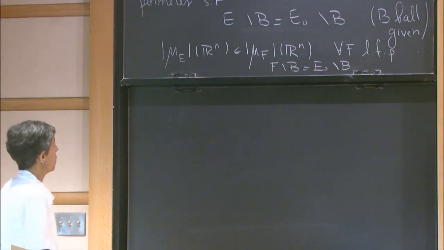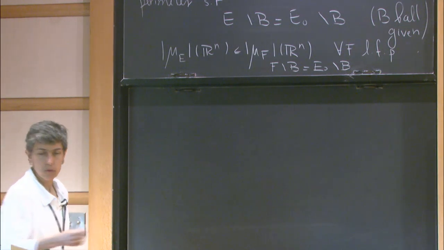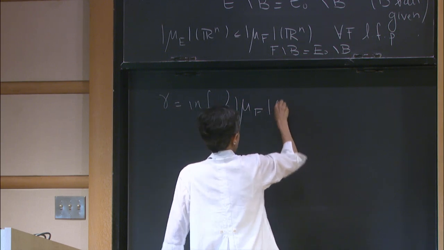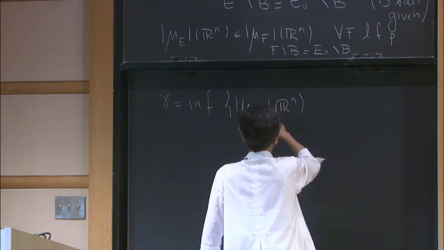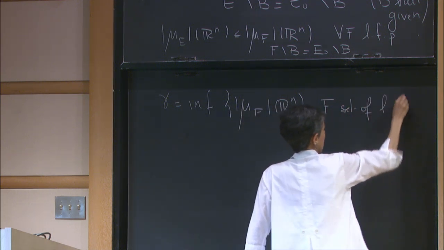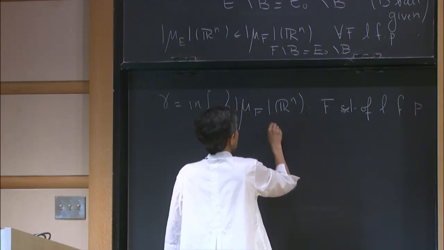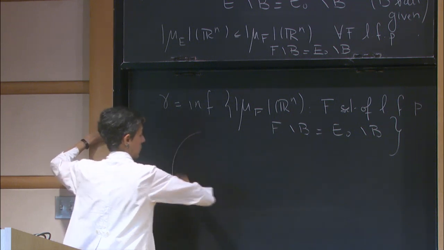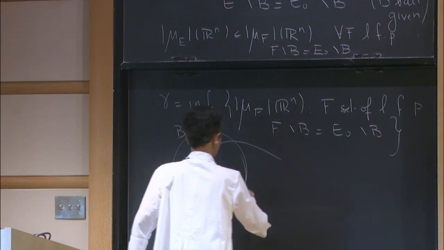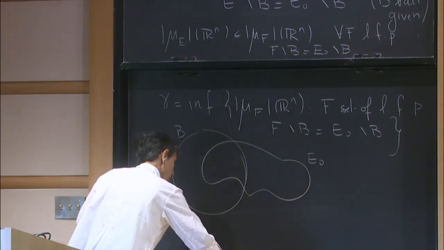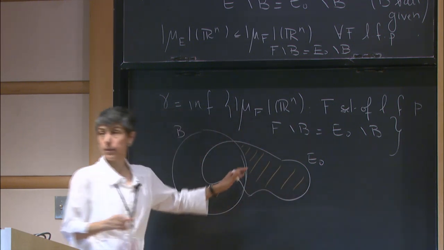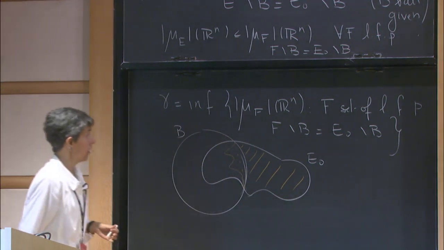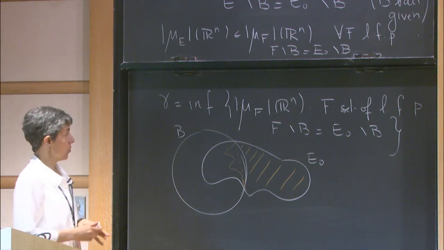Okay, so we want to minimize. We're looking for the thing of least perimeter. So let's write what we're talking about. There is a gamma, which is the infimum of the perimeter of F, where F is a set of locally finite perimeter such that F minus B is the same thing as E0 minus B. I'm going to draw a picture in case this notation is getting to you. This is the ball. This is E0. And I am looking at all the other sets F that look like this outside. And inside, who knows what they look like. And then, of course, we imagine that this is what the minimizer will look like, but I need to show it exists.